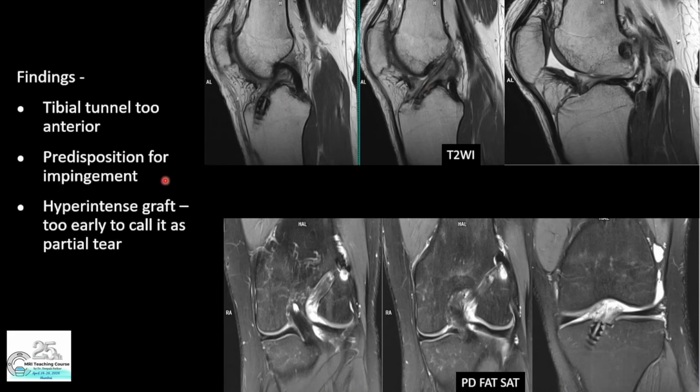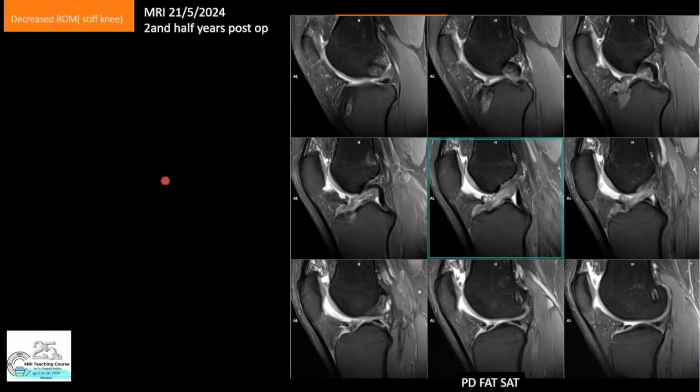So there is predisposition for the graft impingement, and we are not going to attach any significance to the hyperintensity of the graft as of now. Now the fellow lost follow-up and came back 2.5 years later. And now what we see?